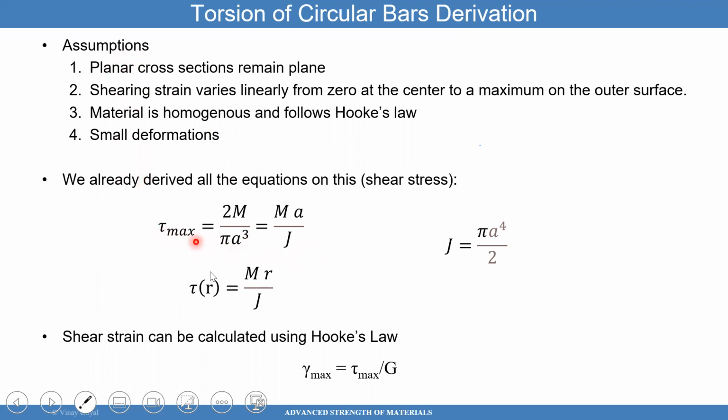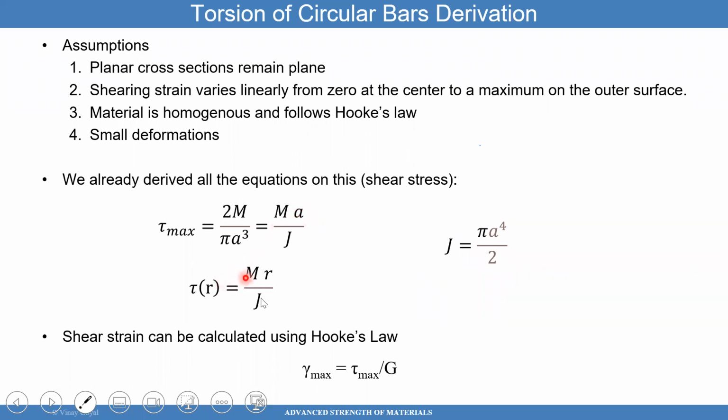Tau max is equal to twice the torque applied divided by pi a cubed. So we covered that. A is the radius, and this is equal to Ma over J. So that's another formula you can use to get the answers to the problem. That's at the outer fiber of the rod.